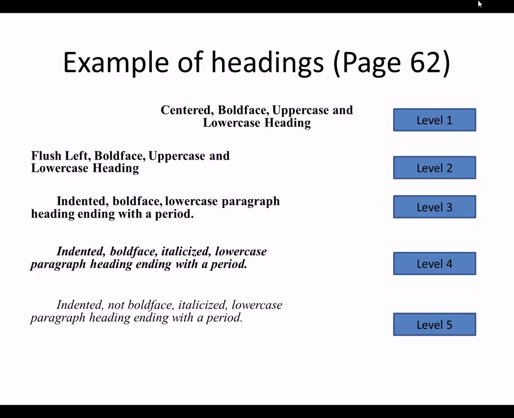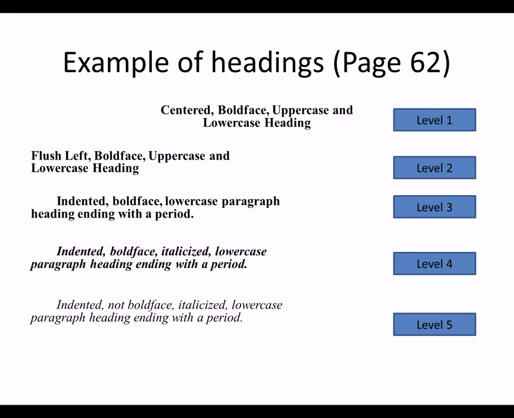Now, if we go back and look at our sample paper on page 41, let's go over here to where we have some headings. If you go with me on page 44, there's the word Method. What level heading is that? 1, 2, 3, 4, or 5? You should have picked level 1, the word Method, because it's centered, it's boldfaced, it's an upper and lowercase heading.